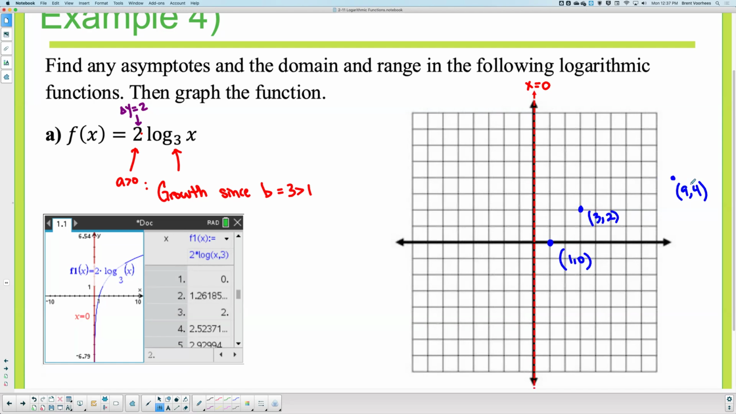9. So what would our next point be if we were going to extend our graph? 27, comma 6. Very good. Are you tracking with that, Larry? Why would the next point be 27, comma 6? Because it's a negative? Try again. Why would the next point be 27, comma 6? What's the pattern?